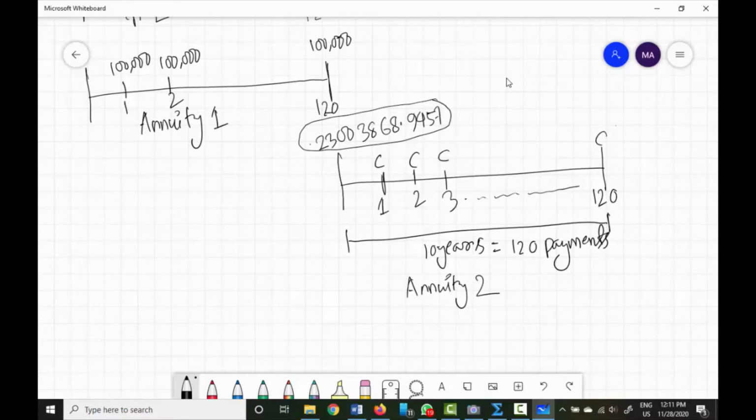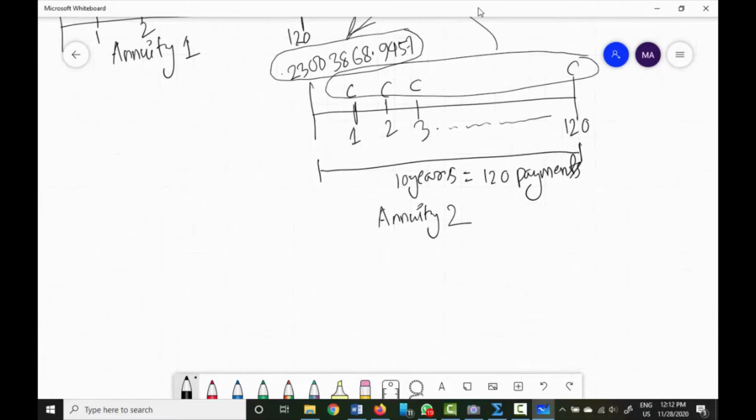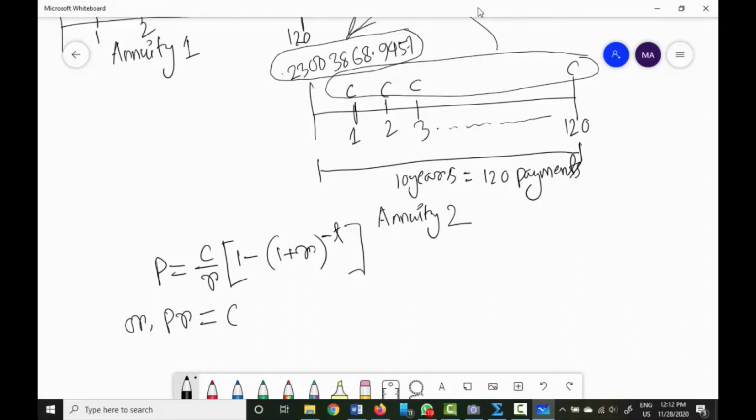So for this annuity, this is the present value, right? So we need to use the present value of annuity formula, which is 1 minus (1 plus r) power minus t. We already know the value of P, and we need to find the value of C now. To find the value of C, we can do cross multiplication.